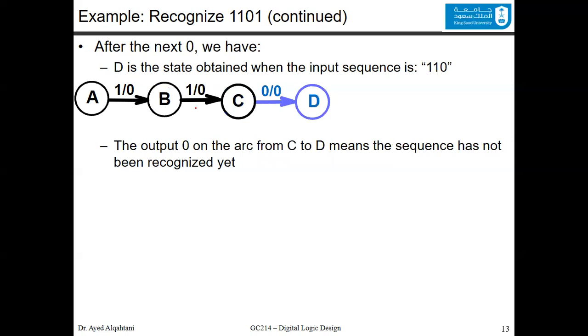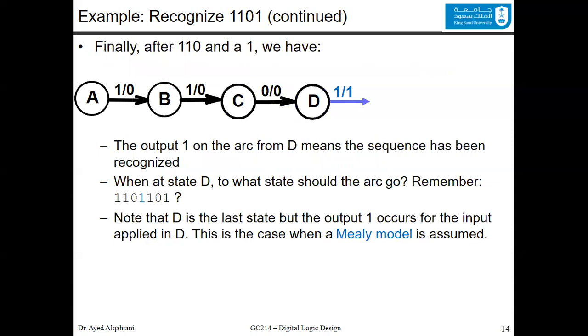Now we continue building the state diagram. After the next 0 happens, which is this one, we have the D state. This state, we call it D, which is the state obtained when the input sequence 1, 1, 0 happened in the past, which is denoted here, 1 and then 1, followed by 0. Same thing, this 0 in the output means that the full sequence didn't happen yet.